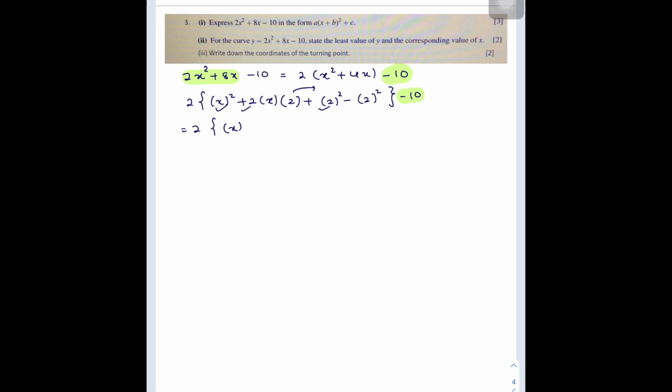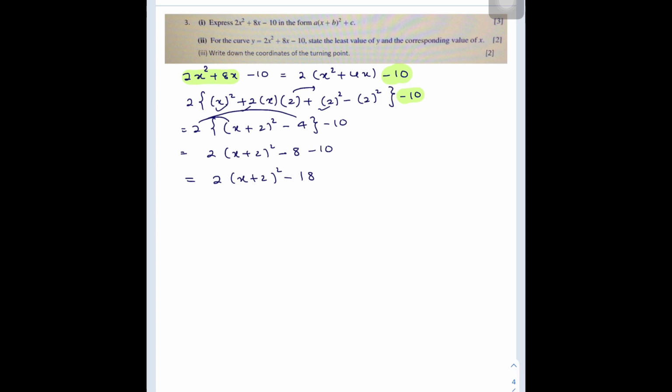So that's x from there, plus 2 from there. So I can write 2 times x plus 2 squared minus 4, minus 10. So that's 2 times x plus 2 squared expansion. And 2 times -4 is -8, minus 10. That's 2 times x plus 2 squared minus 18.